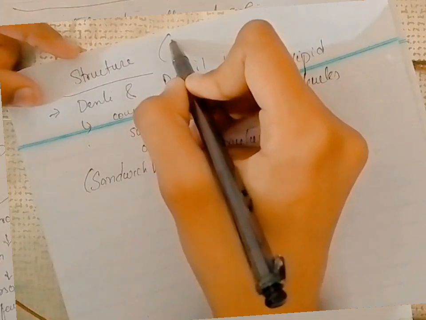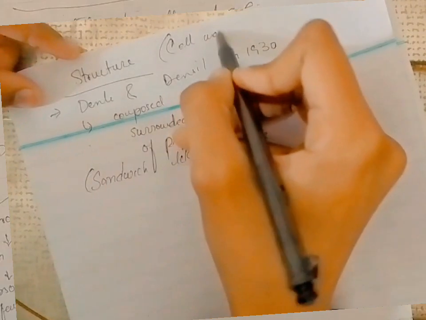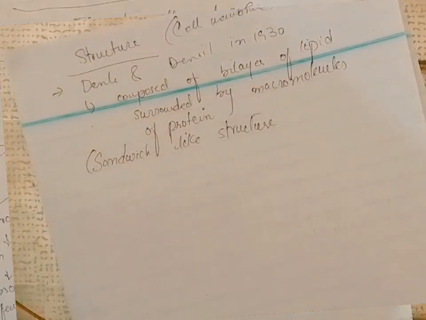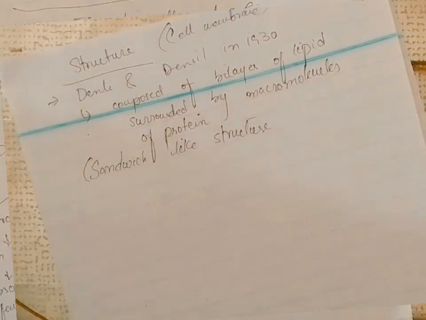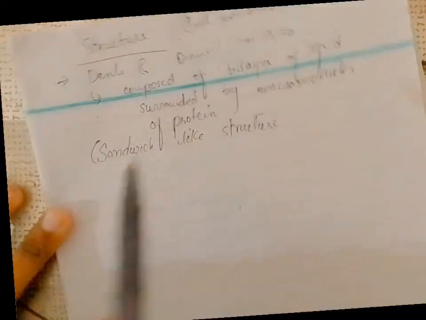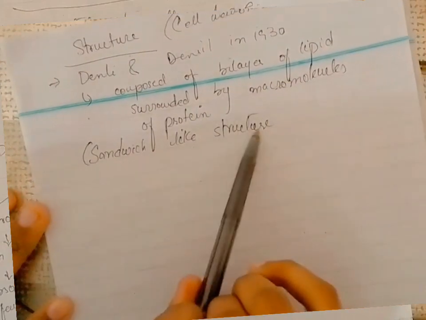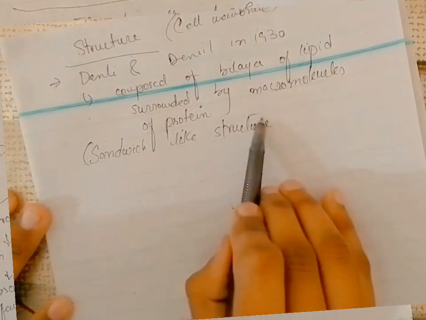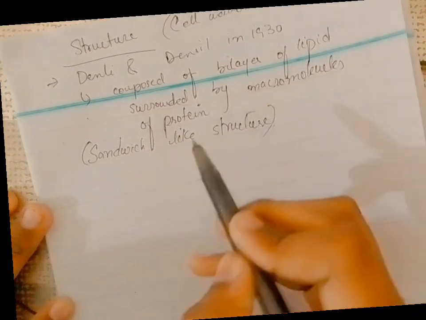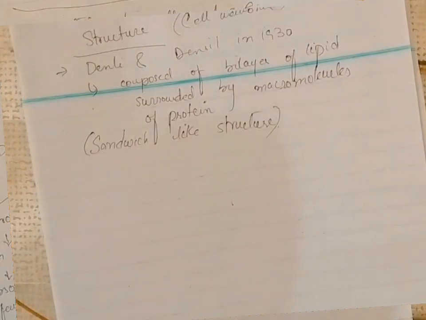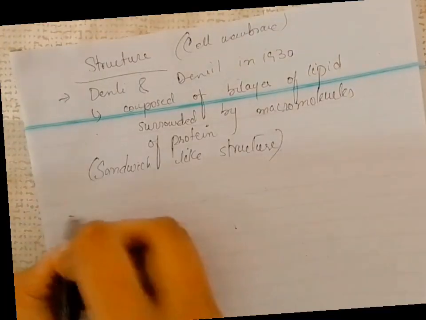We are talking about the structure of the cell membrane. Danielli and Davson said in 1930 that the cell membrane is composed of a bilayer of lipid surrounded by macromolecules of protein, and that it is sandwich-like. But their theory turned out to be wrong.